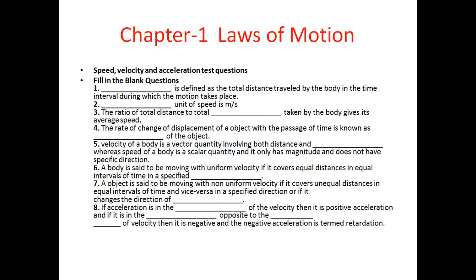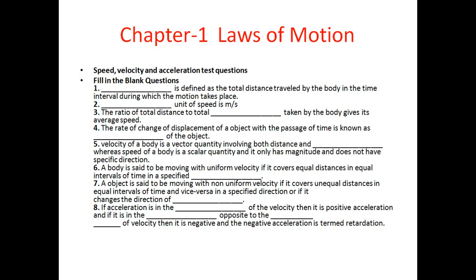Fourth question: the rate of change of displacement of an object with the passage of time is known as dash of an object. As the question itself defines, the rate of change of displacement means if the body's displacement occurs, velocity occurs. Speed also occurs, but velocity also occurs. So the rate of change of displacement with time is known as the velocity of the object, because the term displacement is written here, not the distance covered by the body.